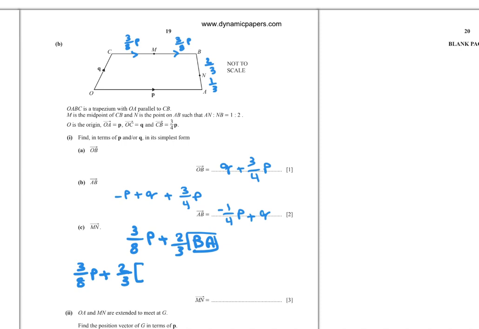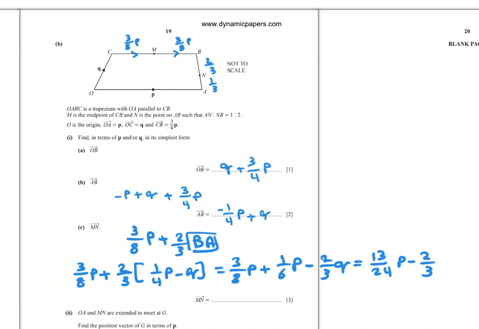So 1 over 4 B minus Q. Then expand, so 3 over 8 B, 2 over 3 times 1 over 4 equals 1 over 6 B, 2 over 3 times negative Q, so negative 2 over 3 Q. Then combine the like terms. 3 over 8 plus 1 over 6 equals 26 over 48. We can simplify to 13 over 24. So 13 over 24 B minus 2 over 3 Q.